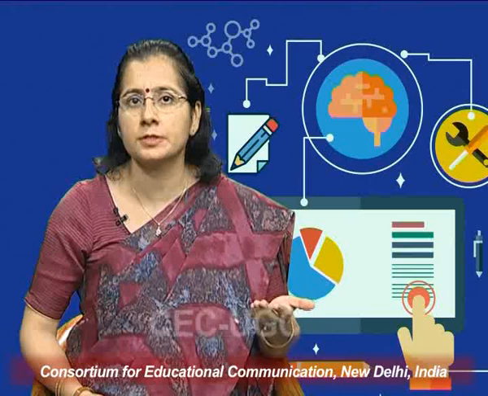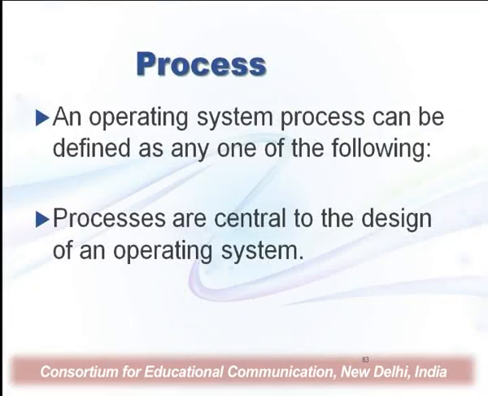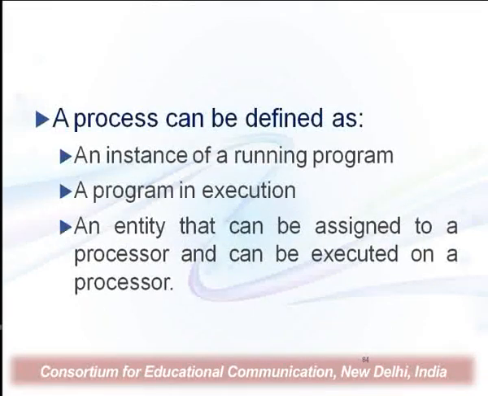So what is a process? It can be defined in any one of these ways. It can be defined as an instance of a running program. I can have a program and I can have various instances of that program. Each instance of that program will be called a process. A process is also called a program in execution. It is an entity that can be assigned to a processor and executed by the processor.